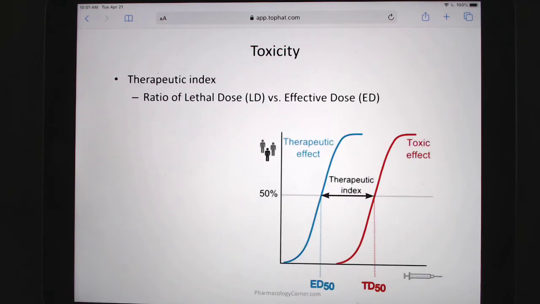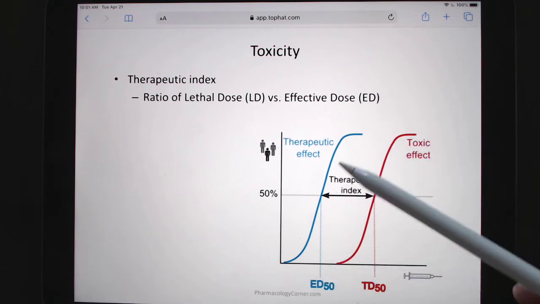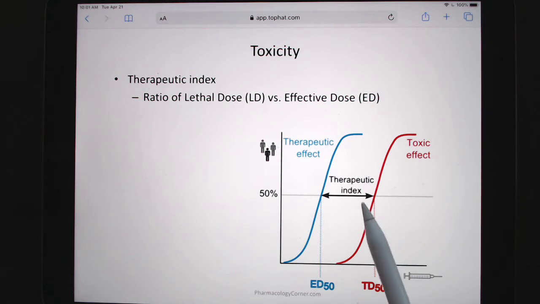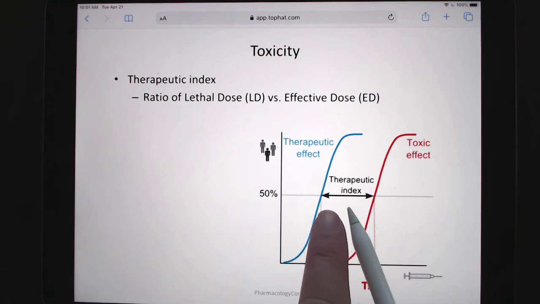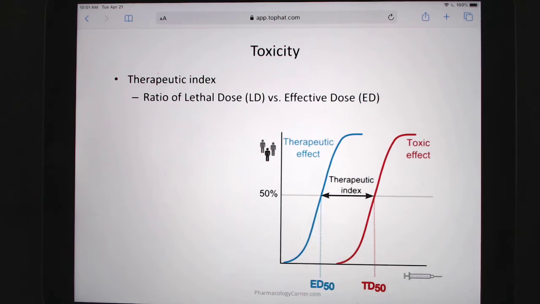So there is what's called the therapeutic index, and it's the ratio of the lethal dose versus the effective dose. And hopefully the wider this is, the safer the drug, because the less likely it is, as somebody takes the drug, that it's going to build up to toxic effects.